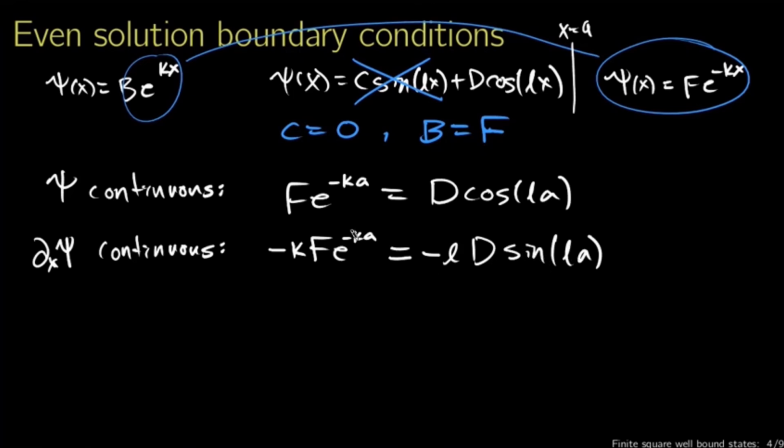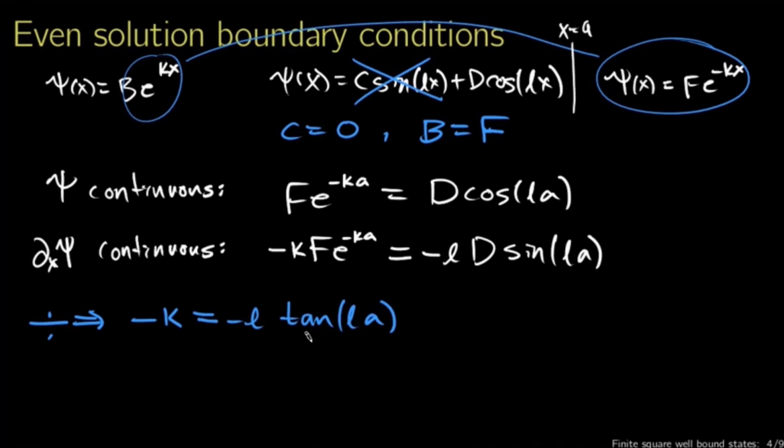There's still quite a few unknowns. I still have f, I still have d, I still have k. But one nice feature of this is that I can eliminate a lot of these unknowns by dividing these equations by each other. So I'm going to divide the second equation by the first. When you do that division, you get minus k. The f e to the minus ka cancels out in the division. I've got a minus L here, and the d's cancel out. And I've got sine La over cosine La, which is the tangent of La.